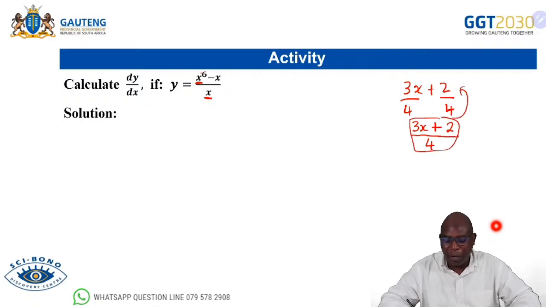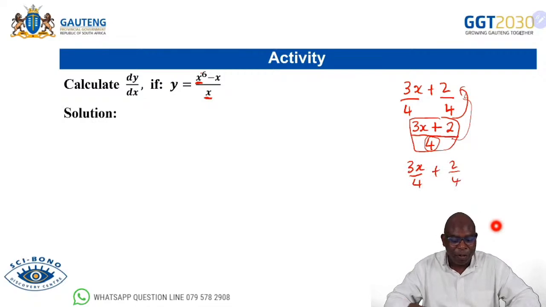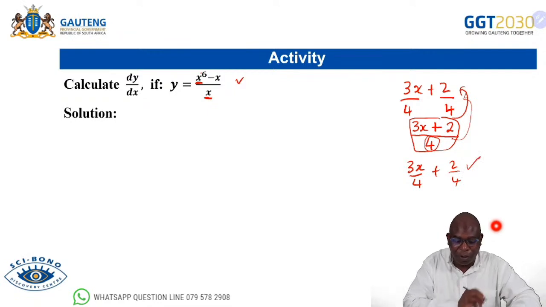Now we have this answer here. We want to go back there. How do we go back there? So you see we have a 4 at the bottom. So each and every term can then be over the 4. So I'll have 3x over the 4 and 2 over the 4. So I can go back there. So same applies to this one. Before we differentiate, we must then write it in this form.